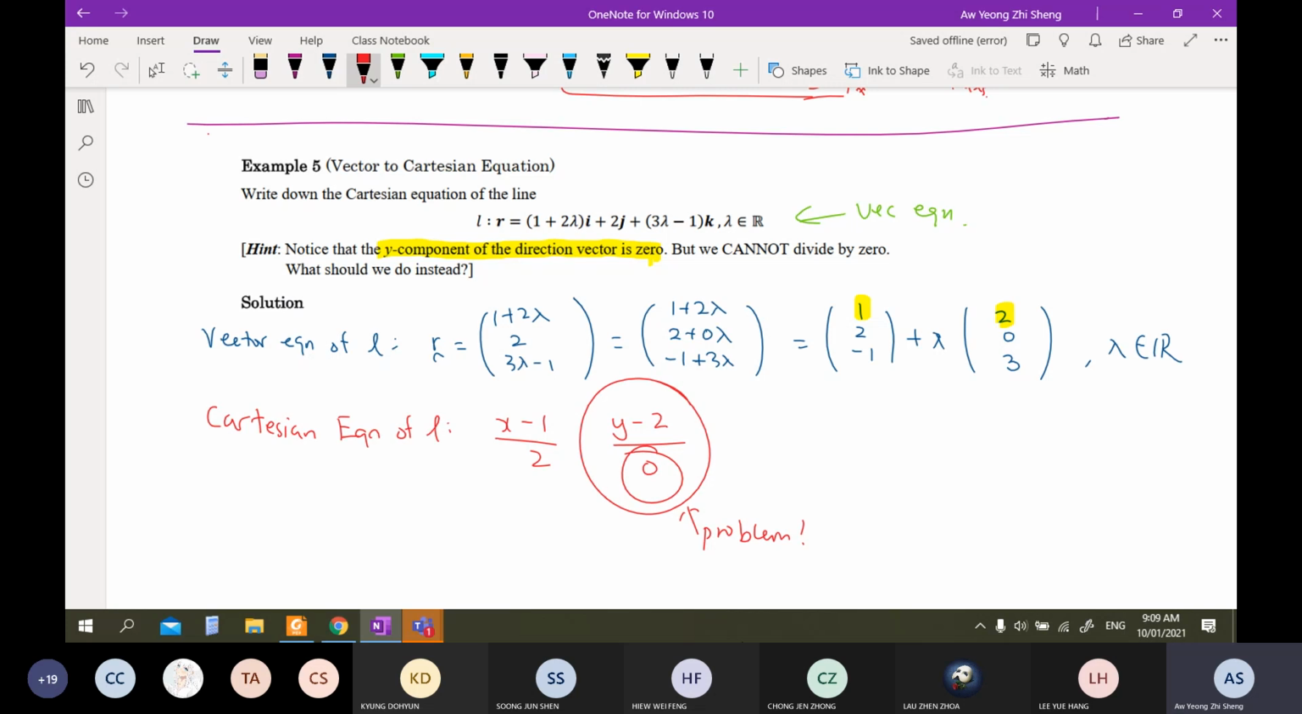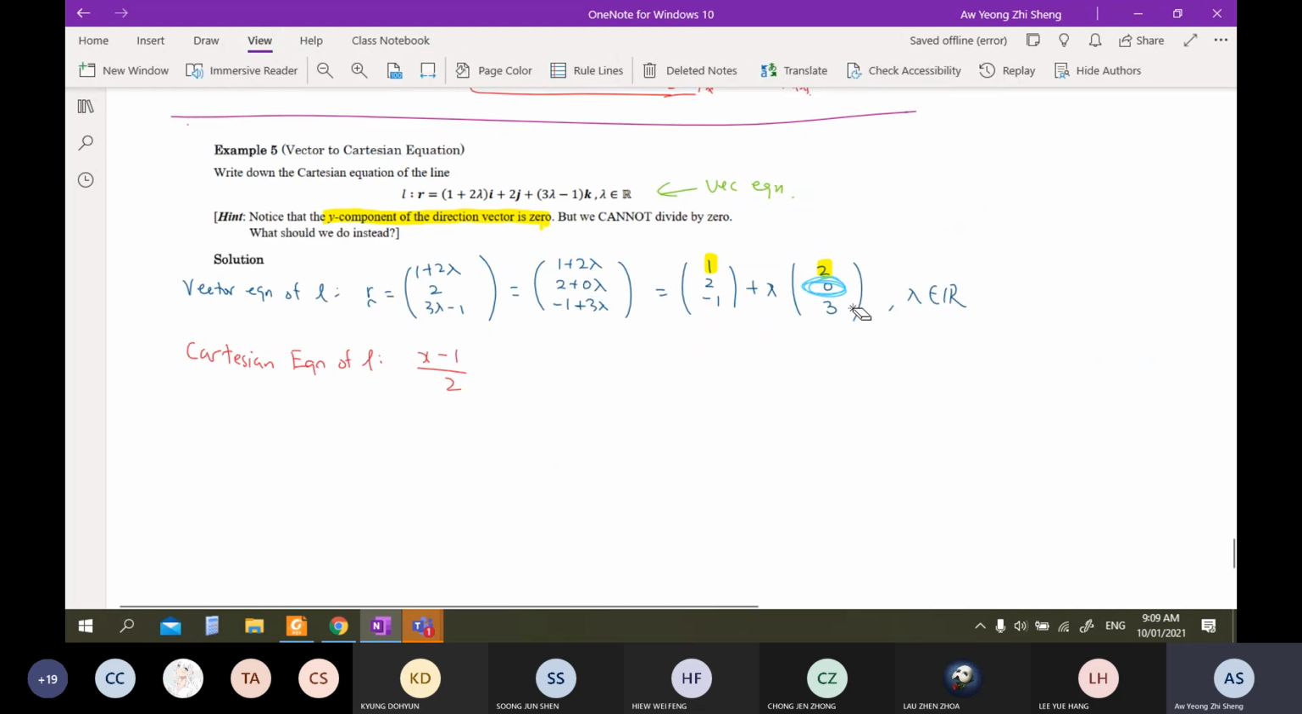Because you cannot divide by 0. A number divided by 0 becomes undefined. So we don't allow division by 0. This is a problem. So that means that when your direction vector has a 0 component, you have to deal with that particular component separately. Okay. So let's try to understand what it means by having a y component of 0.